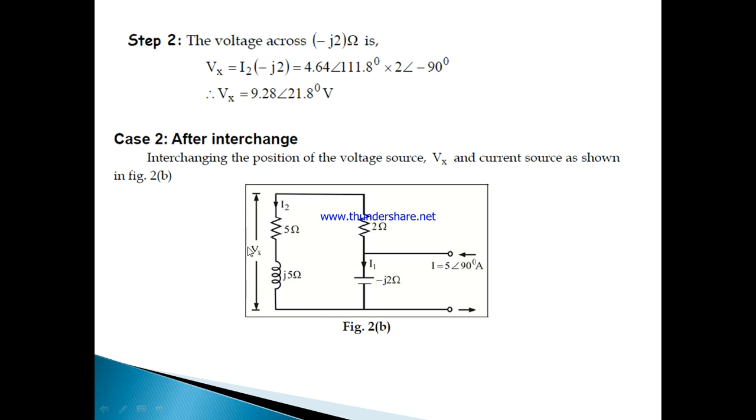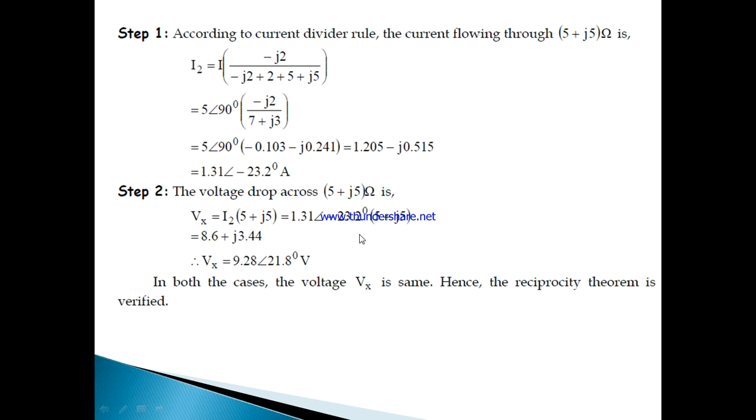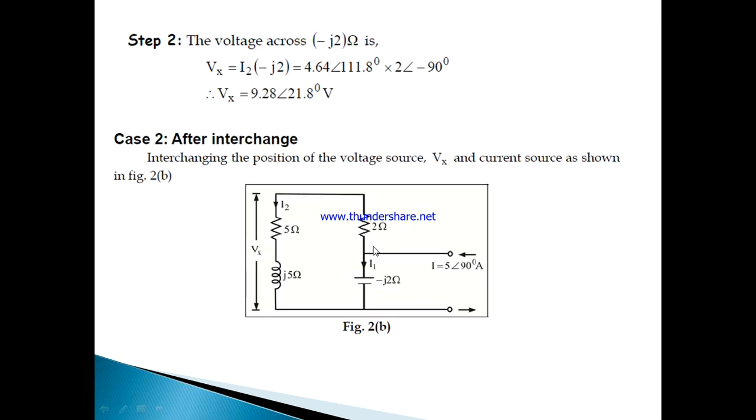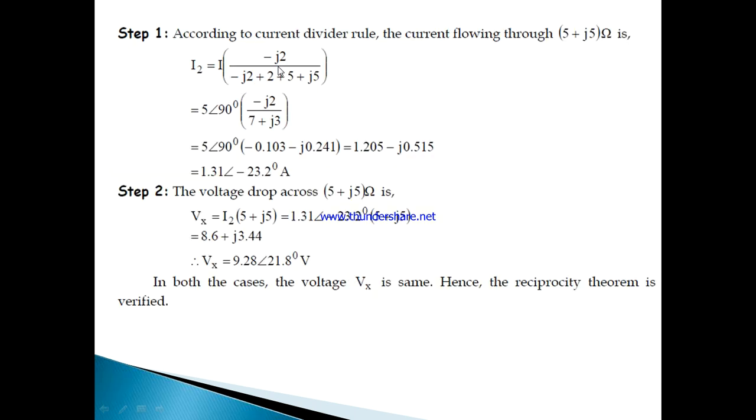If I know the I2 current, then I can easily find this Vx value. Means first I am going to find the I2 current by using the current division rule. After that I am going to find this Vx value. According to the current division rule, the current flowing through the 5 plus J5 ohm branch is given by I2 equals the total input current into the opposite resistance. If you observe the diagram, for this branch all these three elements are connected in series. So for these three elements the opposite is going to be minus J2, divided by the total impedance of the circuit.